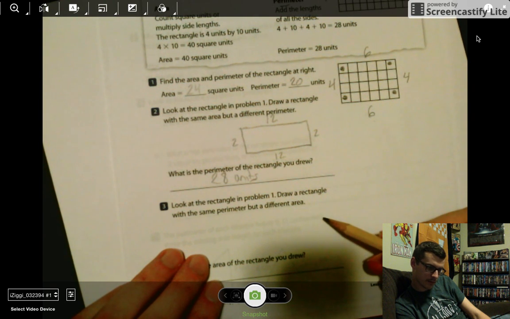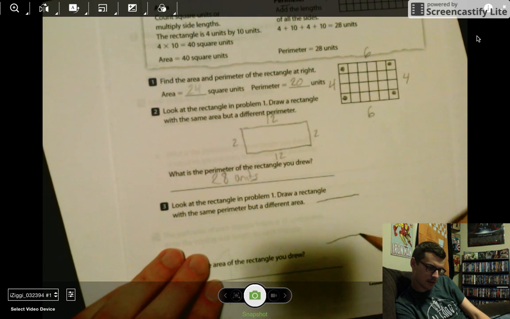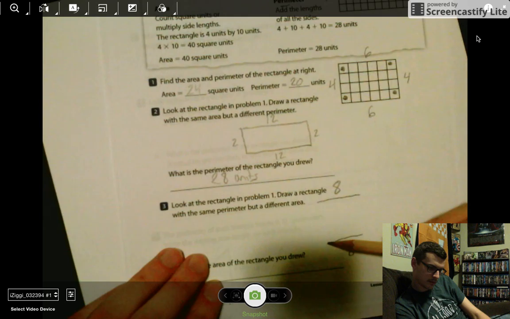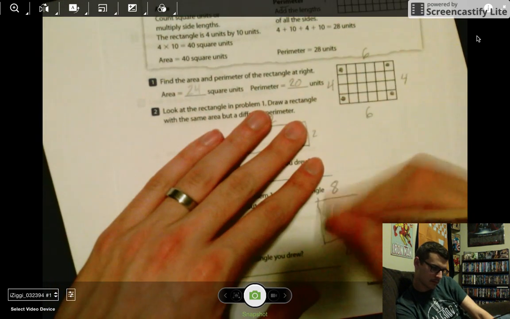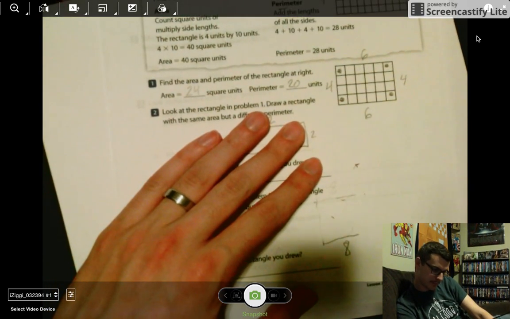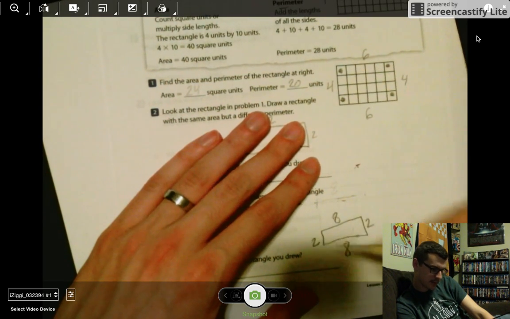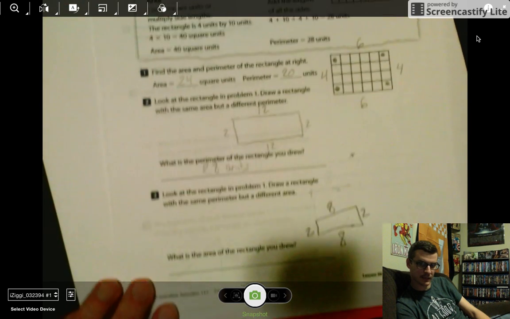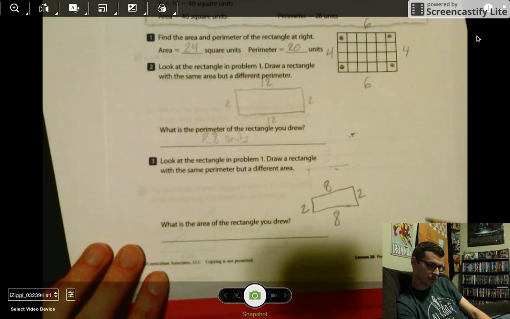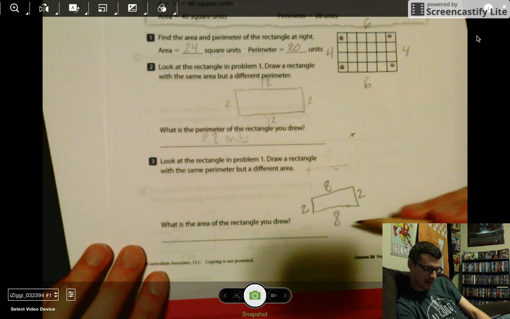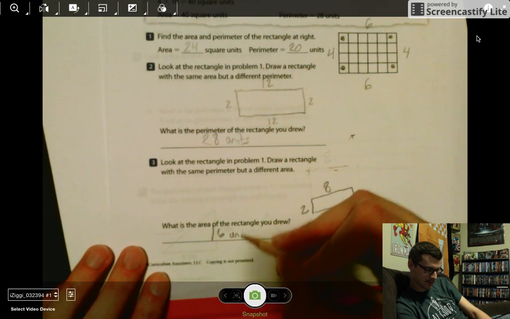What about, okay, if I did an 8 and an 8, that gives me 16. So let's make this closer for it to be believable. What is that? 8 by 2. So our perimeter would be 8 plus 8 is 16, 2 plus 2 is 4, 16 plus 4 would be 20. So I'd have the same perimeter, but my area would be 8 times 2, which is 16 units squared.